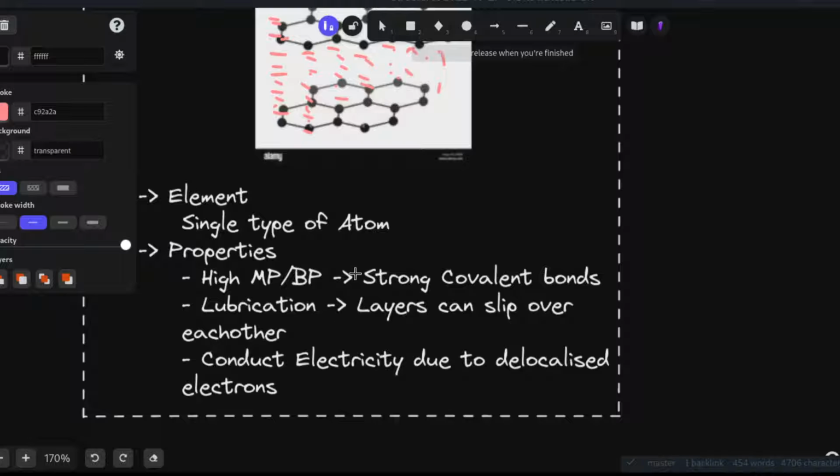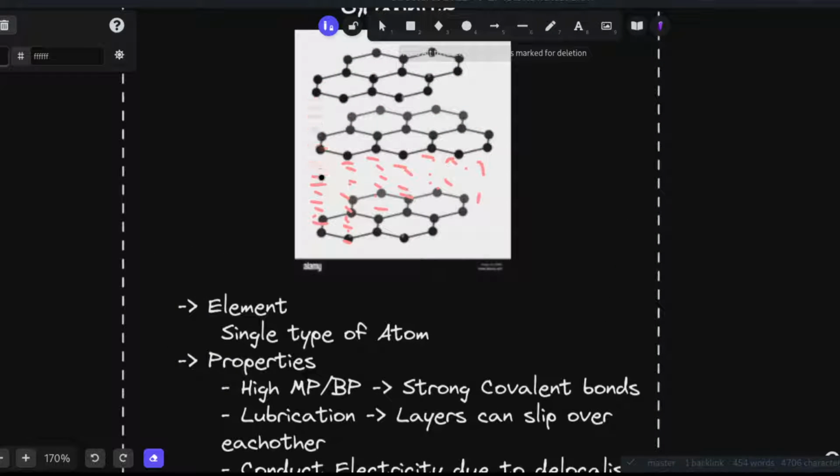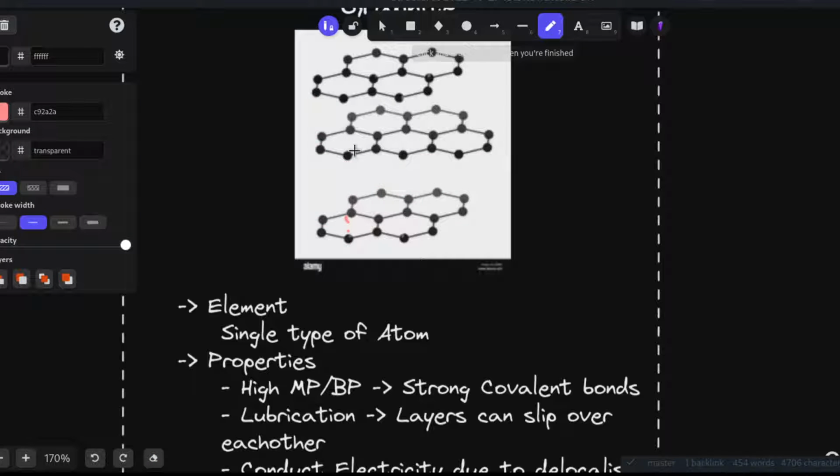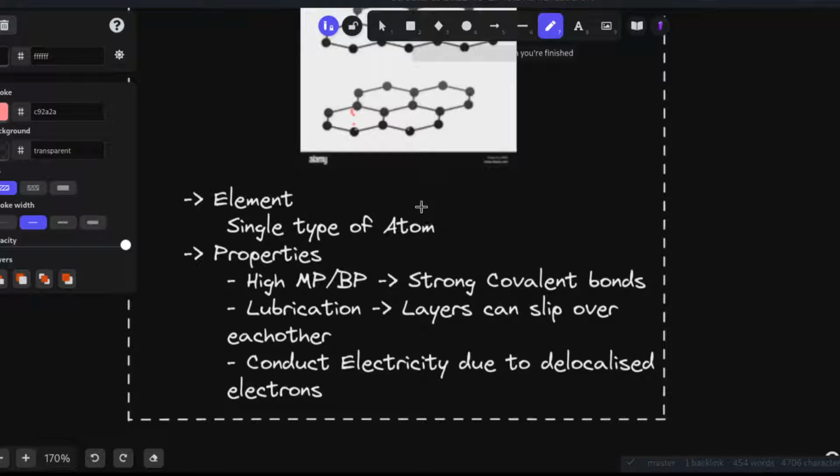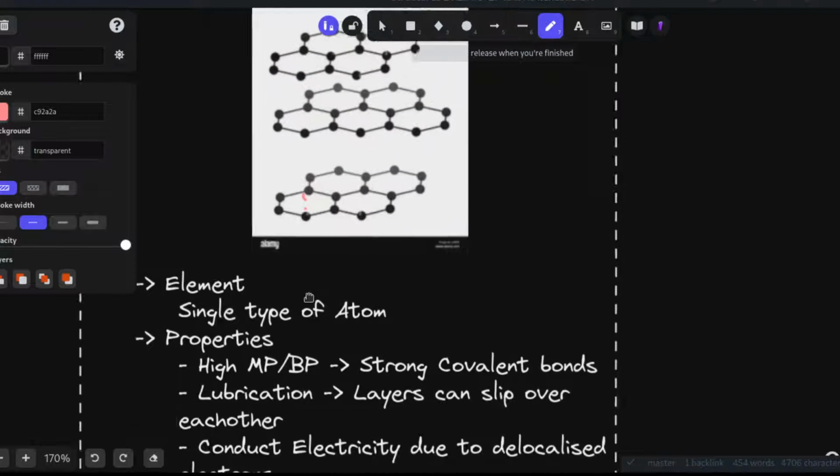Layers can slip over each other. They have very weak bonds of attraction between the layers. All right, keep that in mind. Between the layers, not between the carbons themselves. And furthermore, it has a very unique property that it is capable of conducting electricity.